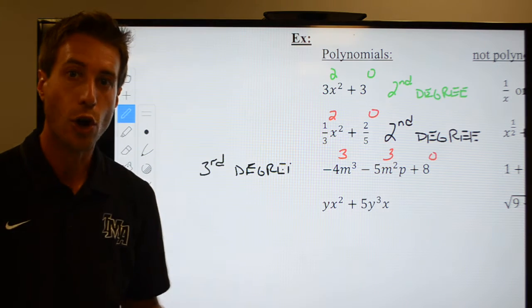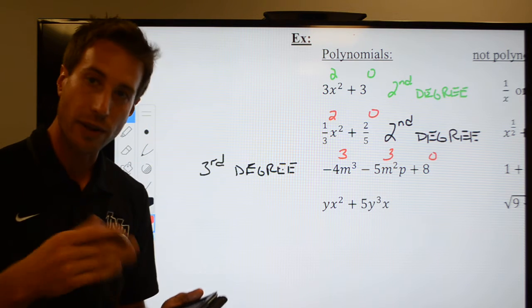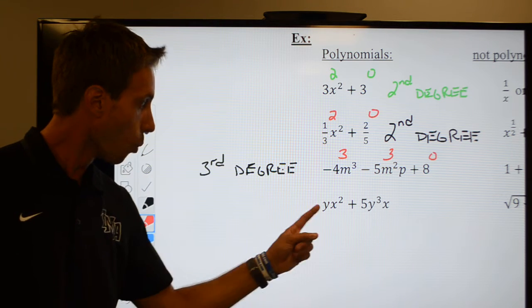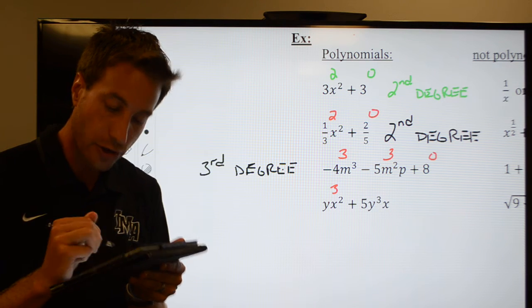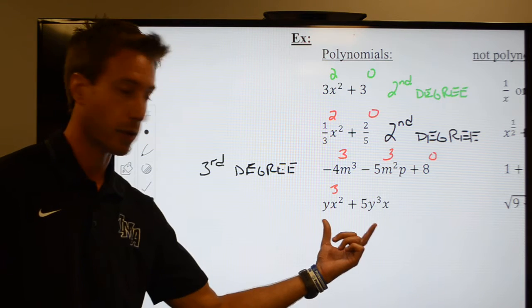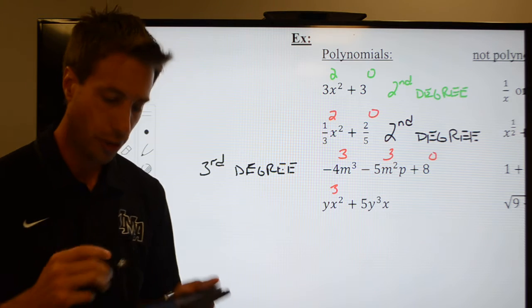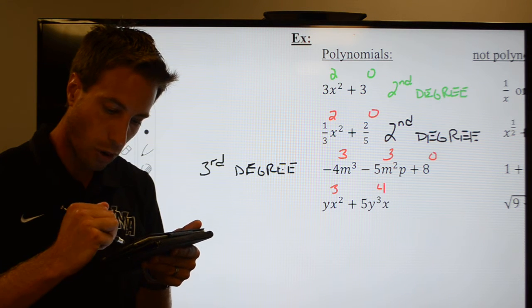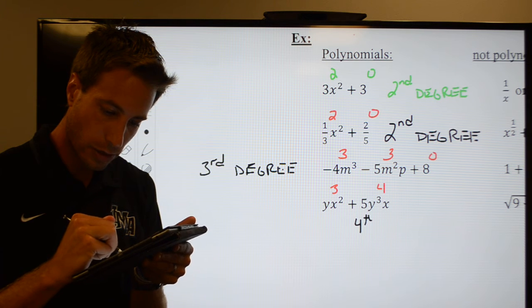All right, very good. We have one more to go. Let's see how this one works out for us. Again, I've got to figure out the degree of each of the terms. Y is to the first, X is to the second. Add them together. I have a third degree term. My second term in my binomial, it's a binomial, I have two terms. My second term, y to the third and x to the fourth, 3 plus 1 would be 4. And that leaves me with a fourth degree polynomial.